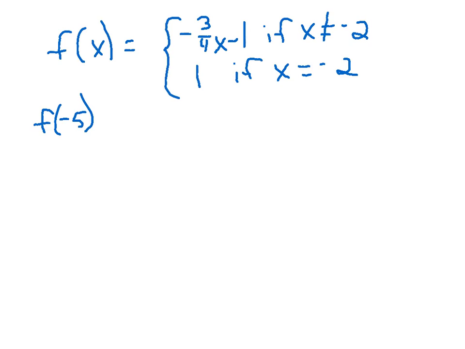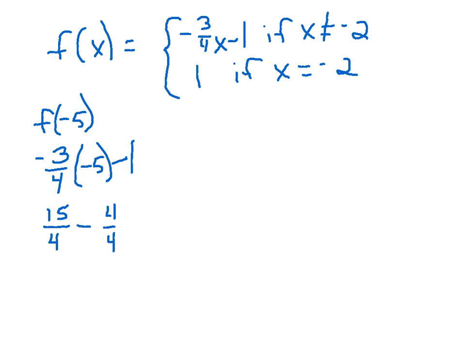So when x is negative 5, it's definitely not equal to negative 2. So we're going to use our top equation that they gave us. Negative 3/4, there's an x, so we have to put in negative 5, minus 1. If we do the math out, negative 3 times negative 5 is positive 15/4 minus, and I am going to change the 1 over to 4/4. 15 minus 4 is 11/4.